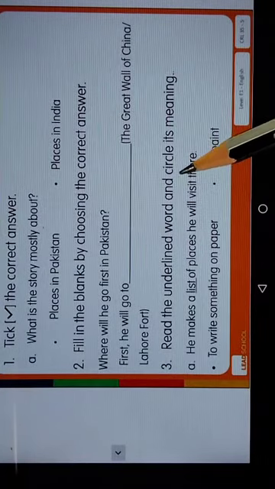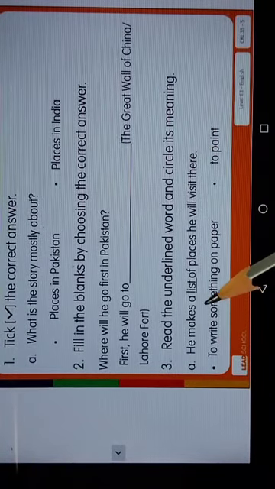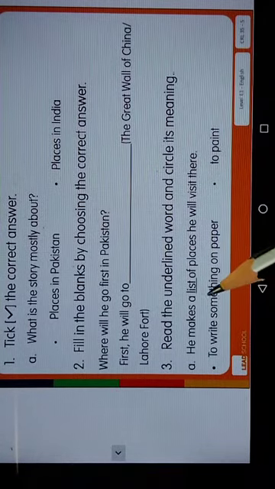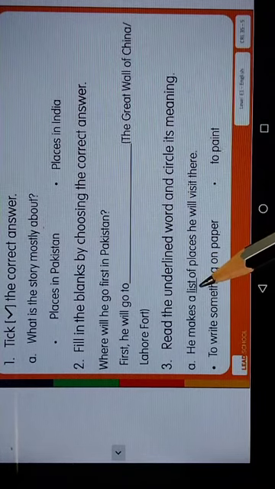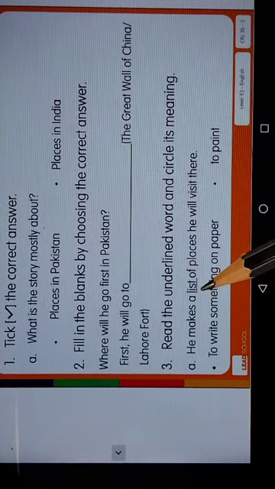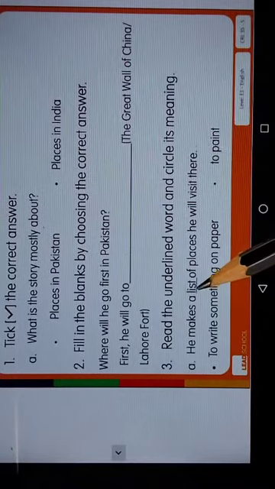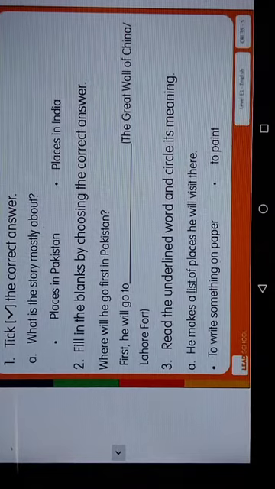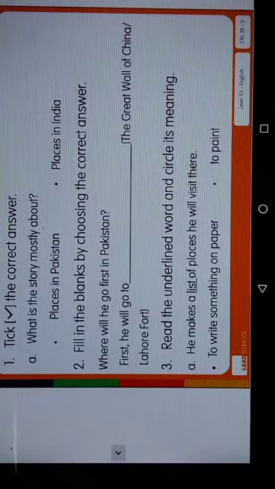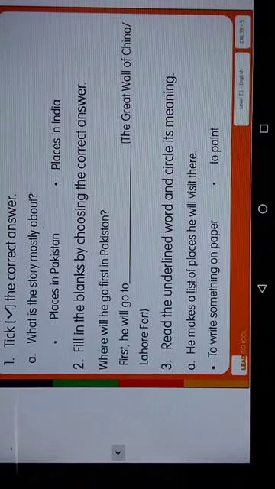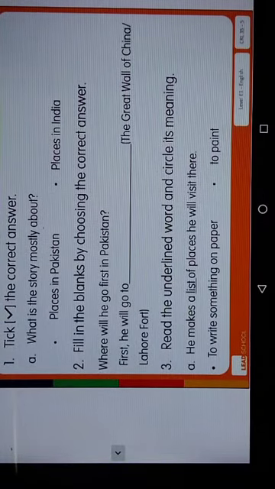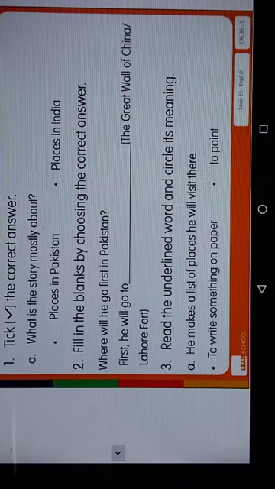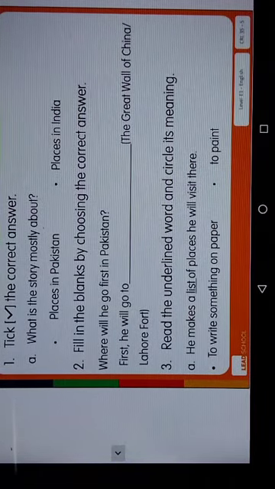Read the underlined words and circle its meaning. He makes a list of places he will visit here. You just find out the meaning for this underlined word. What is the underlined word given here? List. You just read these 2 options and try to find the correct meaning. If you are able to write these questions in your notebook, means you just copy these questions and then answer these questions in your notebook and then send it in your WhatsApp group.